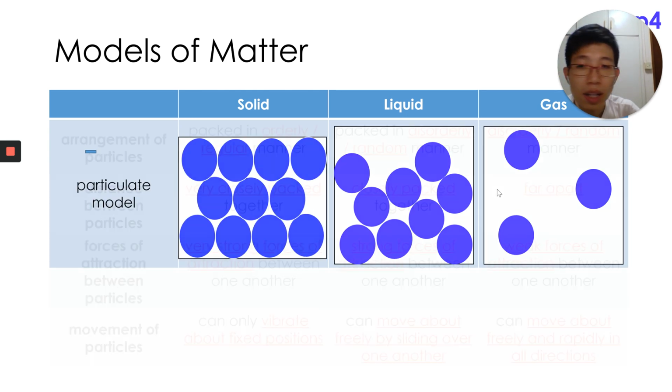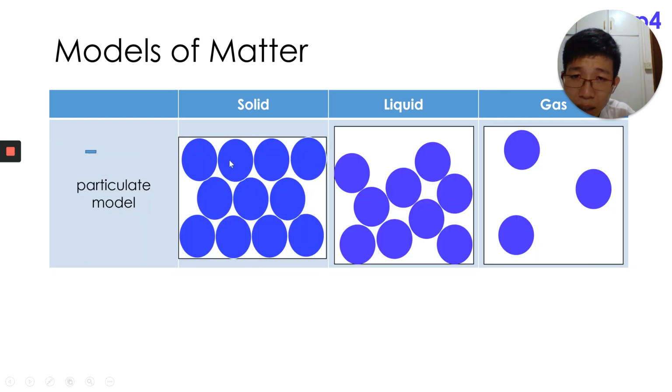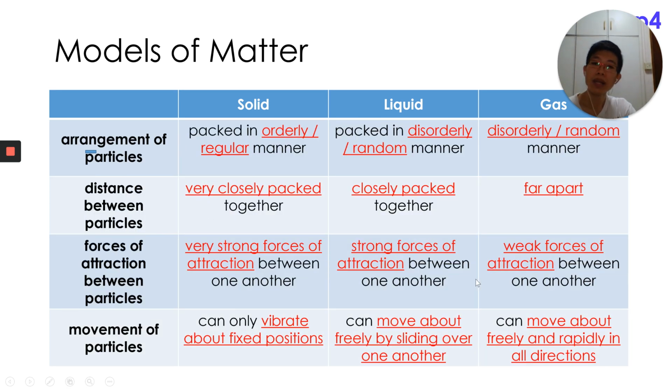you realize that for solid, they are extremely close to each other. There is minimum space in between each of the particles. While for liquid, they seem to be further apart a bit, but they are still close together. But for gas, they are very far apart from one another. Okay, so what does this mean?